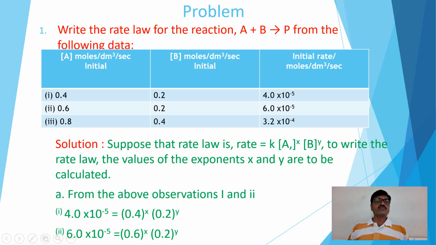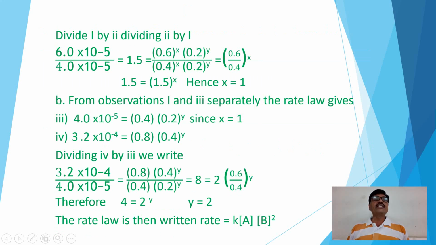So by using the first and second observations, we can write, see here, dividing second by first, we will get R2 upon R1, like this. So this is very simple. These are the rates, these are the concentrations, R2 upon R1.